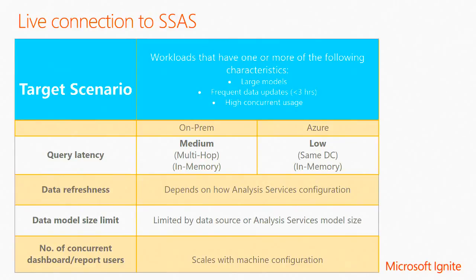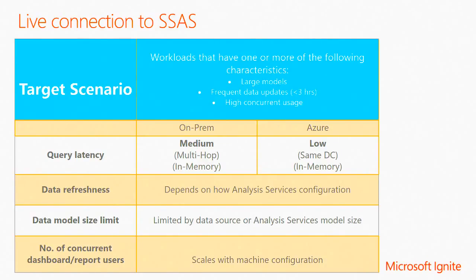Okay, so let's drill down to this fact table again. We have our target scenario, which is live connection to SSAS. This comes in 2 varieties, like I mentioned, on premises and Azure. We talk about query latency, how long it takes for those queries to come back from analysis services. For on-prem, this is a bit of a generalization, we call this medium. SSAS, because it's loading the models into memory, tends to be pretty quick, pretty snappy. But the reason it's medium is because the data might take multiple hops through the network. It has to go through a gateway, and that, in general, tends to add to the query latency.